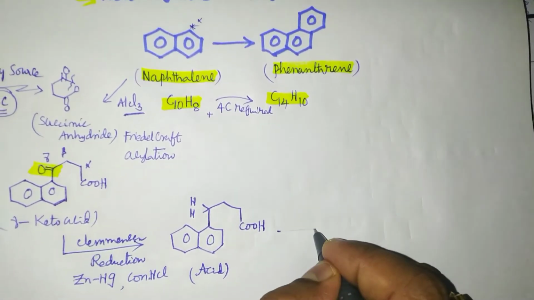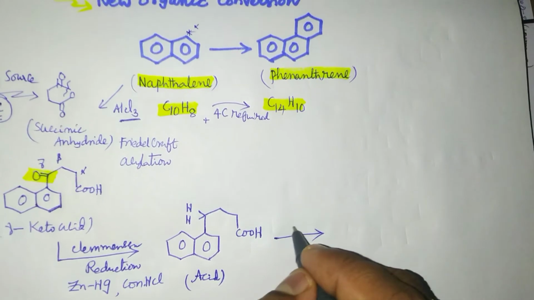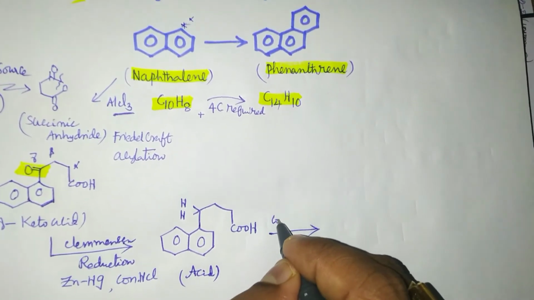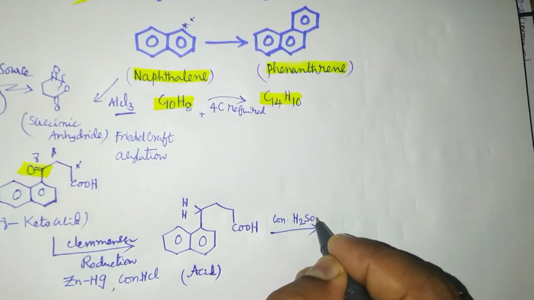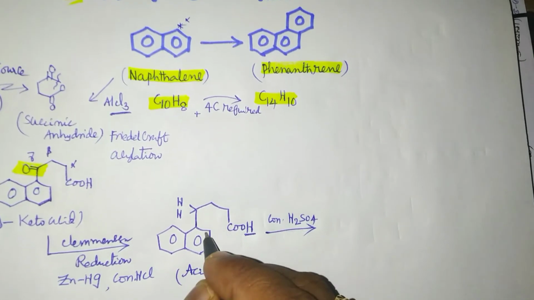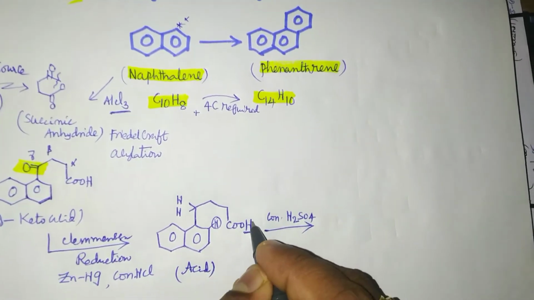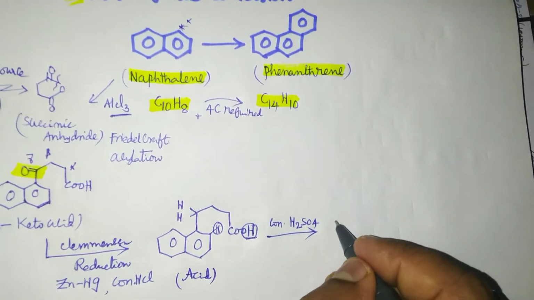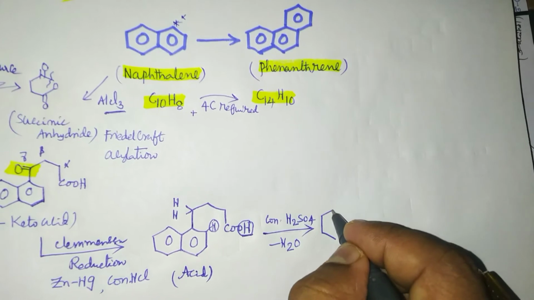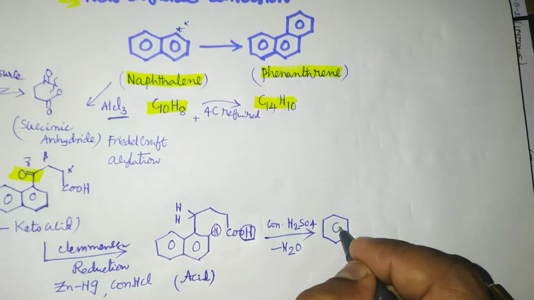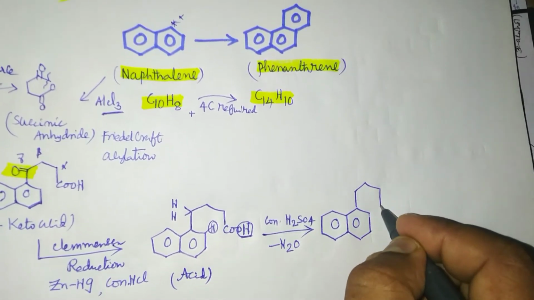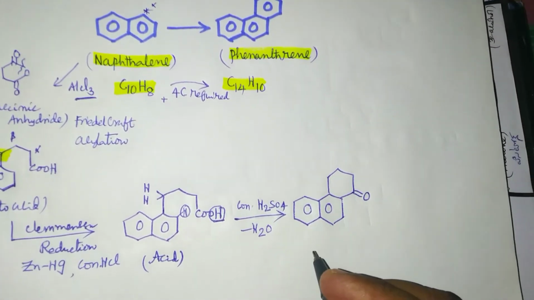This carboxylic acid compound further undergoes a cyclization reaction in the presence of concentrated H2SO4. This involves protonation and removing of the OH group. So finally, removing of the H2O molecule from this acid forms a cyclic keto compound. The structure of the cyclic keto compound is this. Look at this cyclic keto compound.